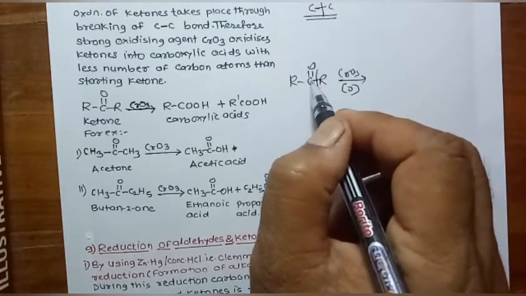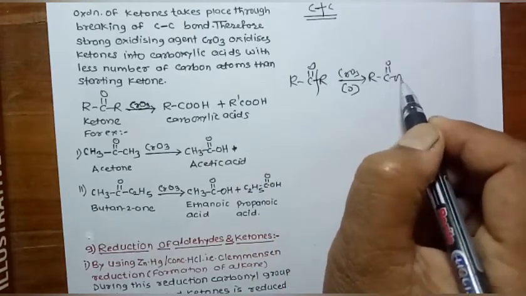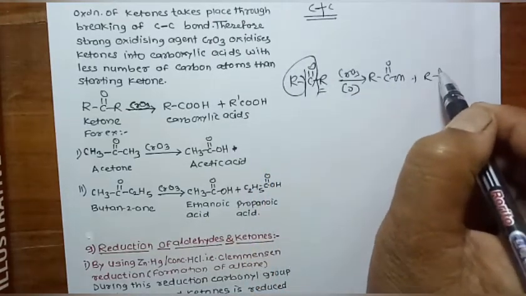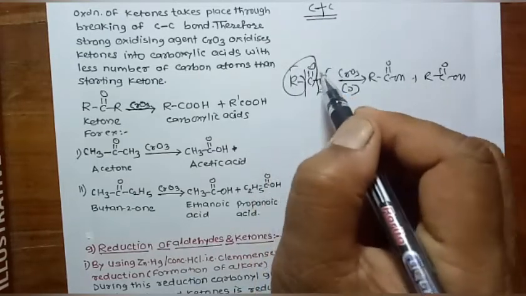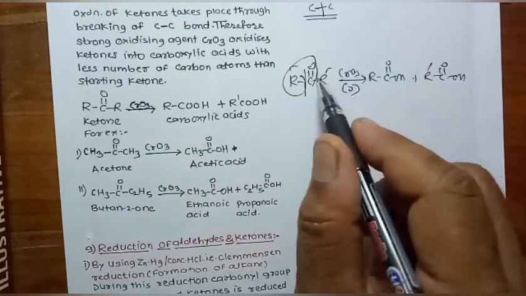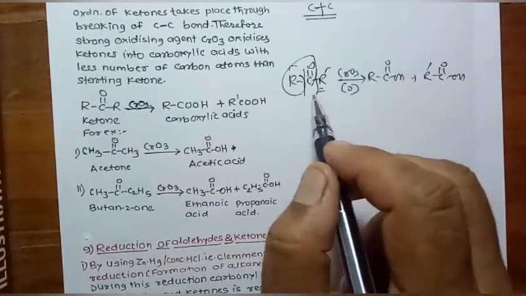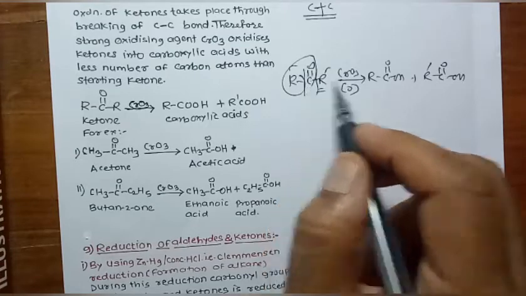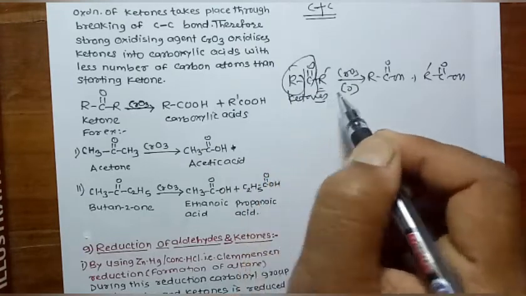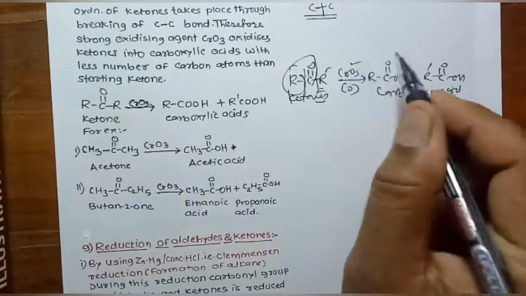The bond between this carbon and this alkyl group breaks here, and it gets converted into R-C double bond OH. This part is converted into RCOOH, and the other alkyl group, from where the bond breaks, is also converted into RCOOH. If these two alkyl groups are different, then it gives a mixture of two different carboxylic acids. If these two alkyl groups are similar, it gives only one type of carboxylic acid. In this way, we can convert ketones into carboxylic acids by using CrO3 as an oxidizing agent.